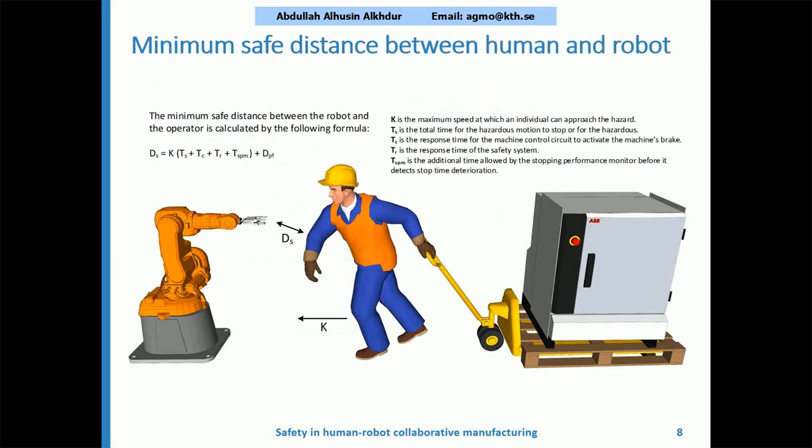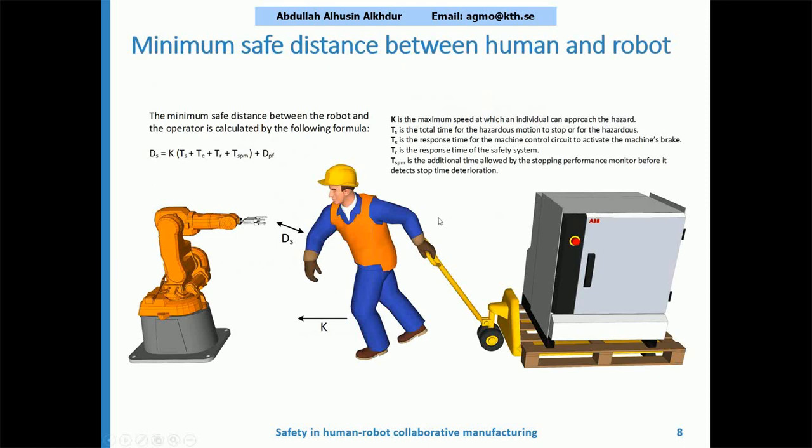So if we look at these standards, we will find different important formulas. The first one is how to determine the minimum safe distance between the human and the robot, which is calculated in the formula shown on the left side of this graph. And you can see in the example here, the operator is trying to approach an area which is within the reachability of the robot. So the question is how the robot needs to keep this distance.